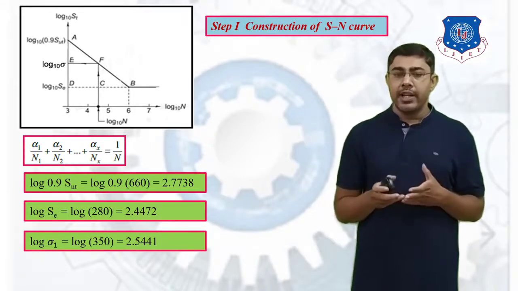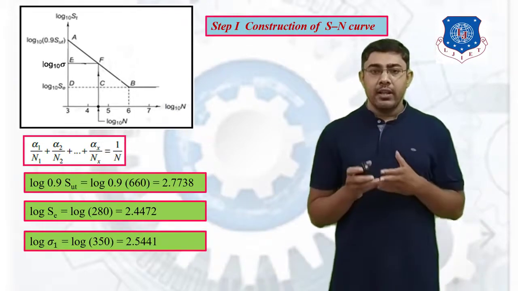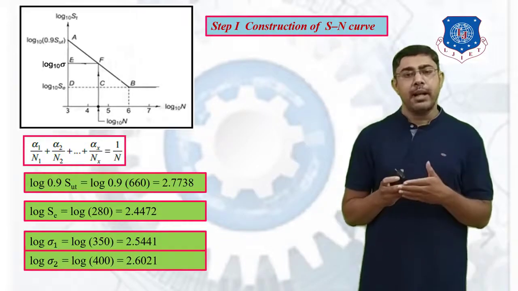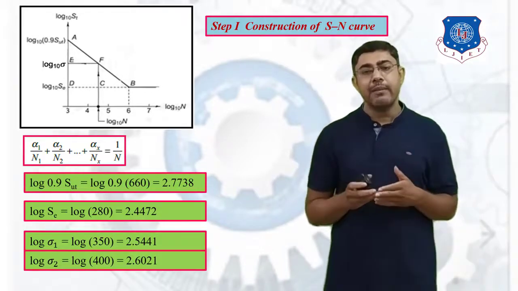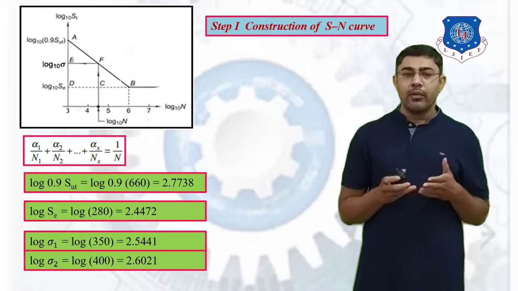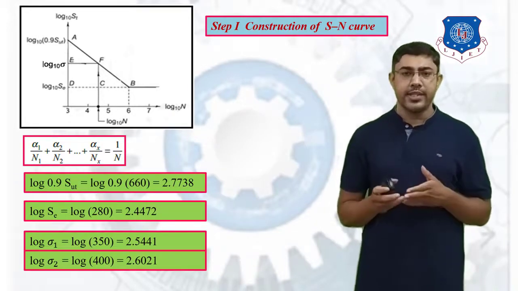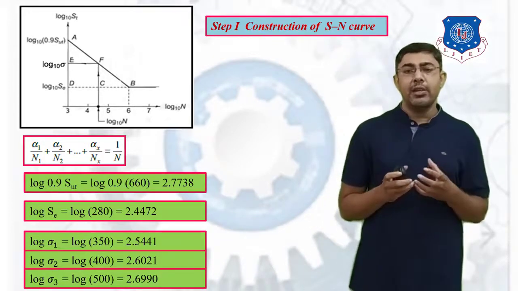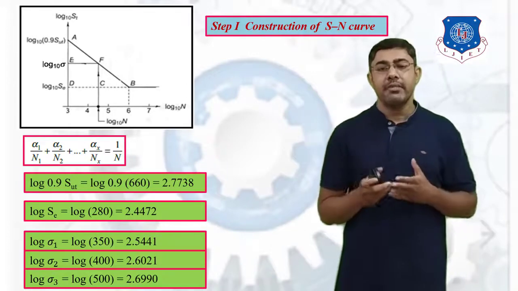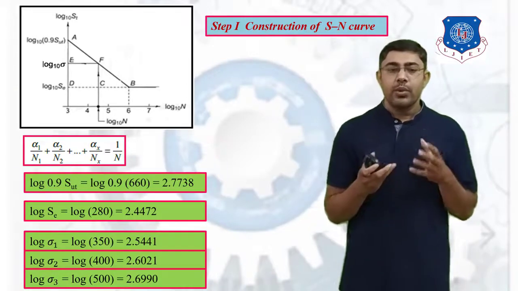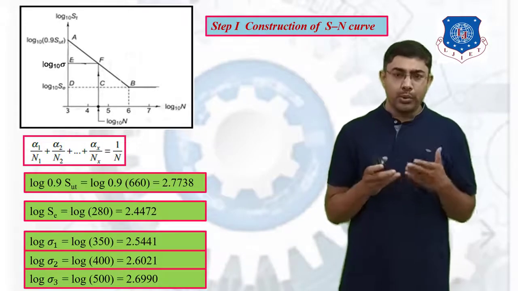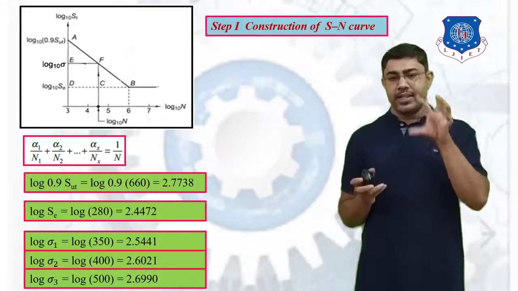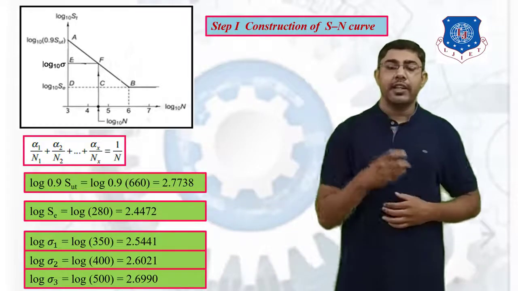So log sigma 1 is equal to 2.5441. Similarly, log sigma 2, by placing the value of sigma 2 equal to 400 Newton per mm square, we get log sigma 2 equal to 2.6021. Next is log sigma 3. Here the value of sigma 3 is 500 Newton per mm square. So we get log sigma 3 equal to 2.6990. So now we have all the values to construct the SN curve as per our given problem.